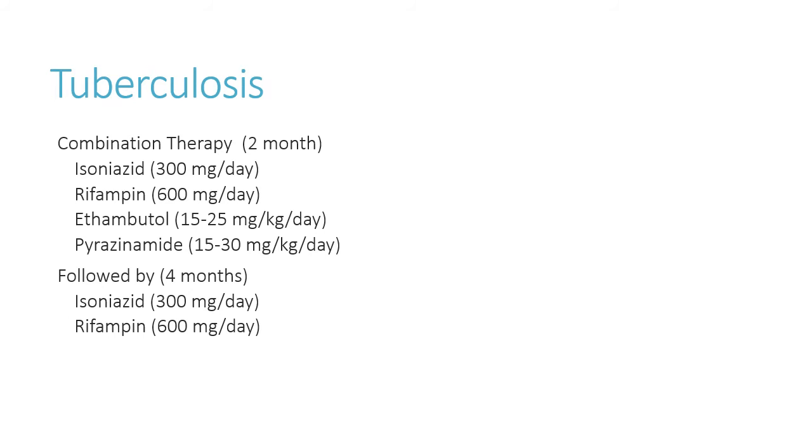So looking at this, and we'll go into the specific drugs because most of these are new here, we're going to see that typically you start off with a 4-drug regimen for about 2 months or so, where you're doing things like isoniazid, rifampin, ethambutol, and another one called pyrazinamide.